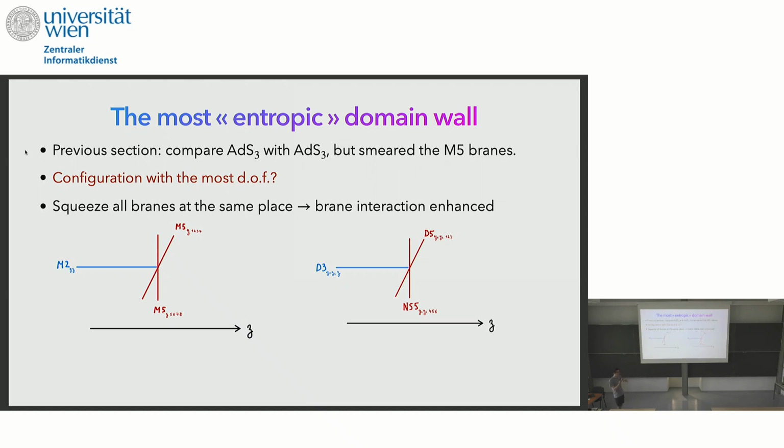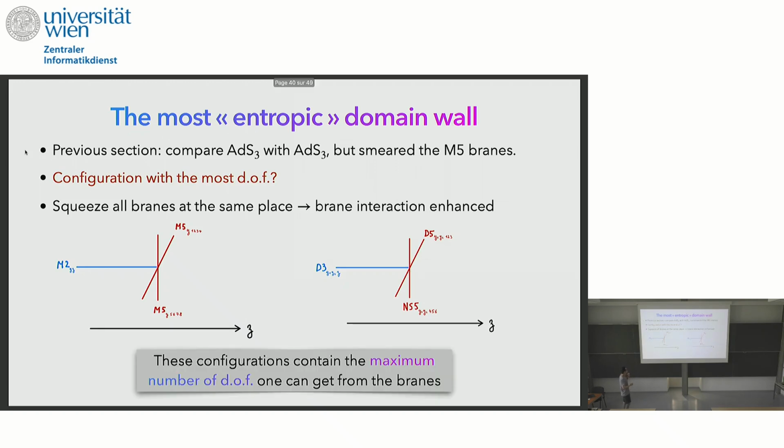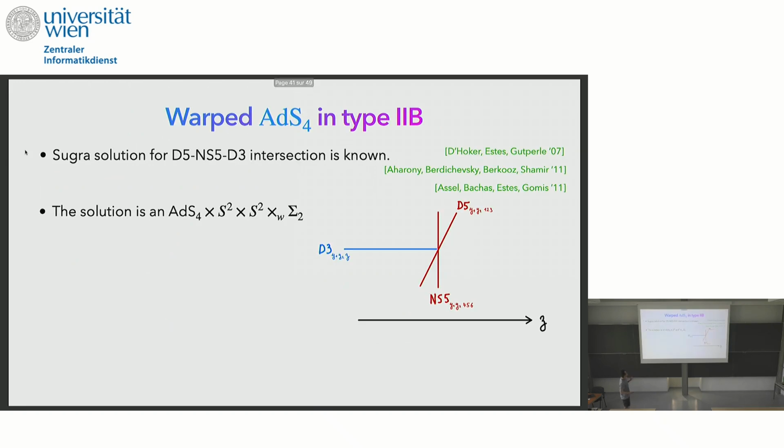that end on the self-intersections. So here, if you squeeze all of the branes at the same place, all of the self-intersections at the same place, this would be the configuration that has the most entropy. These configurations contain the maximum degrees of freedom one can get out of the branes. And again, it's possible to get a supergravity solution of this D3, NS5, D5, NS5, D3 intersection.